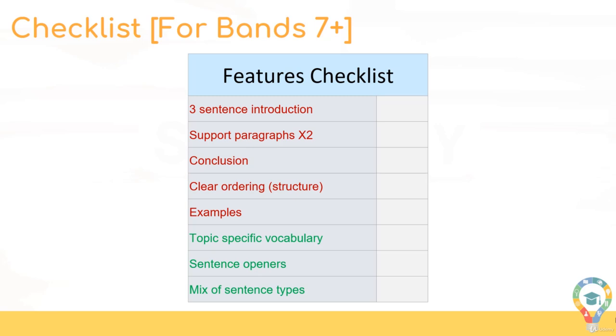And then for vocabulary and grammar, some topic-specific vocabulary. Sentence openers, make them interesting, and a mix of sentence types. That's simple, compound, complex sentences, which we covered in the earlier grammar lesson in this section of the course. Okay, so I've just gone over my features checklist just to refresh my memory about what I need to include in my writing. So let's move ahead and take a look at the question.